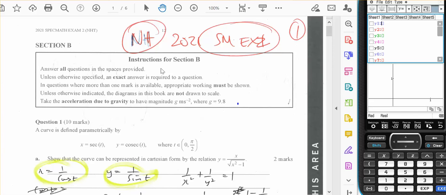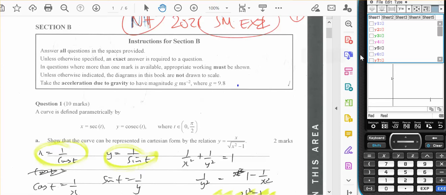Hemisphere exam number 2 in 2021. Question number 1 is a parametric equation question, so I might have a little look at that.